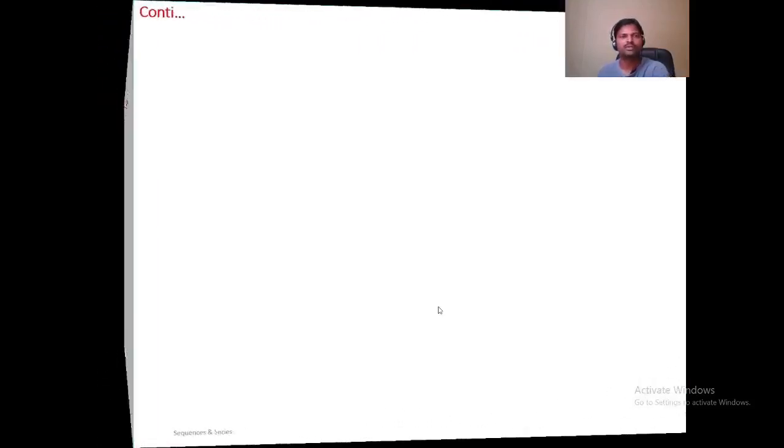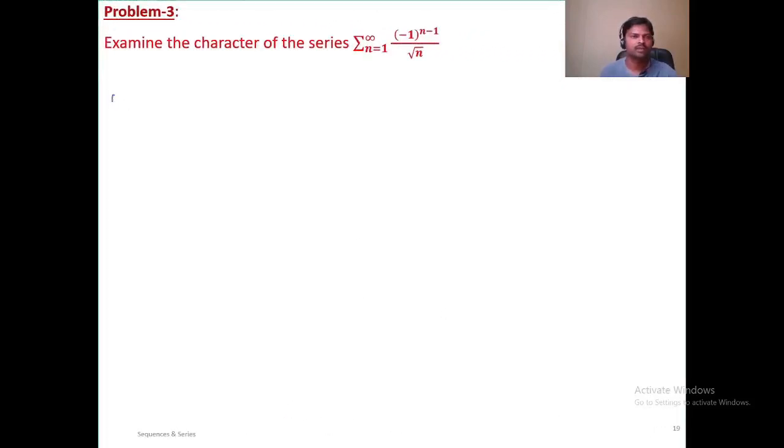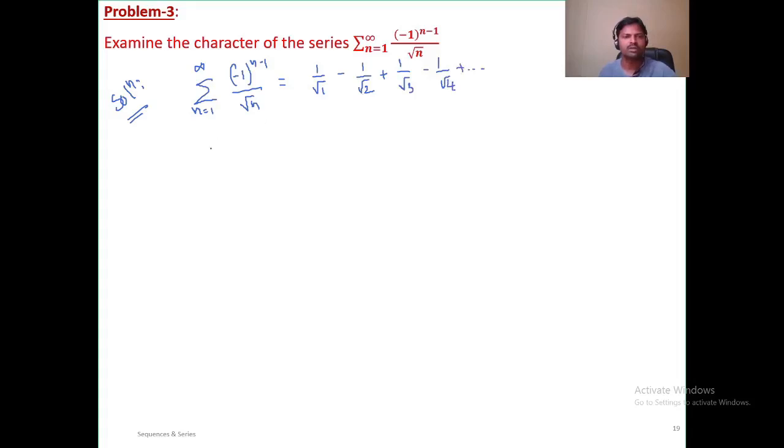Okay, so next one, look at this. Examine the character of the series, again an alternating series. The series is the sum for n from 1 to infinity of (-1)^(n-1) divided by root n. Substitute n is 1: the first term is 1 by root 1. For n is 2, minus 1 upon root 2. For n is 3, 3 minus 1 is 2, minus 1 whole square is plus 1, so 1 by root 3. Next, minus 1 by root 4, and so on. The terms alternate plus and minus, therefore it is an alternating series. Without the sign, a_n is 1 by root n.